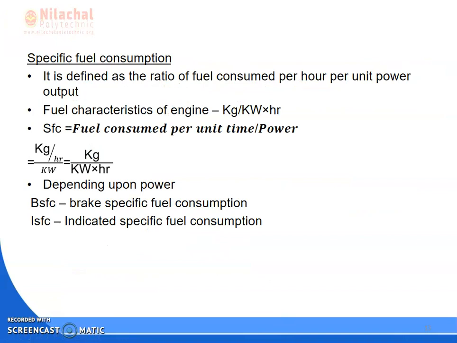Then the third parameter is your specific fuel consumption. What is specific fuel consumption? It is the amount of fuel consumed to produce unit power output, that is known as your specific fuel consumption. Or you can say it is defined as the ratio of fuel consumption per hour to the unit power output. What is the fuel consumption per hour? Fuel consumption means mass of fuel per hour. So the unit of mass of fuel is kg per hour, divided by power output in kilowatt. So the unit is kg per kilowatt hour.